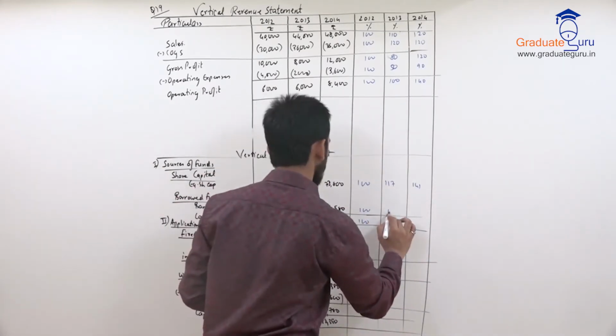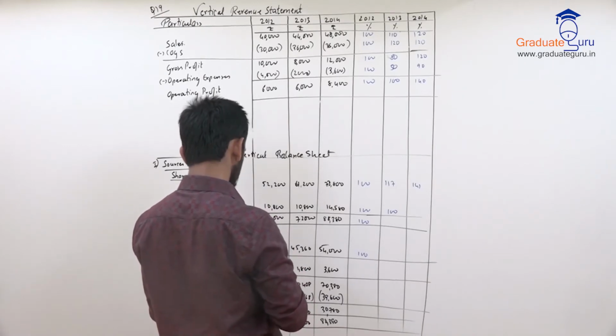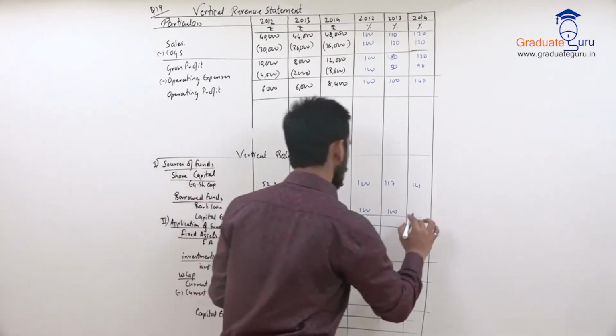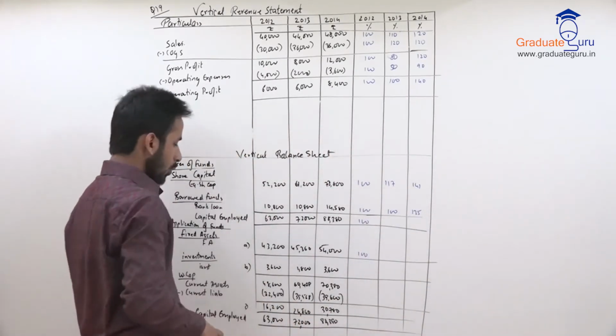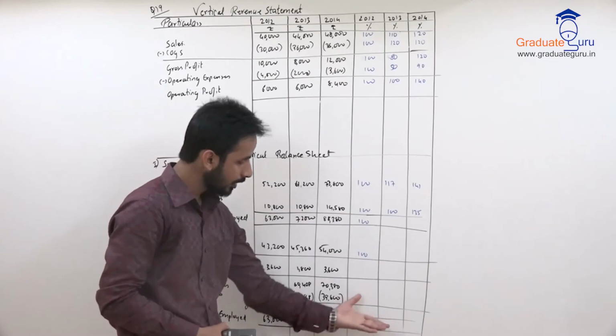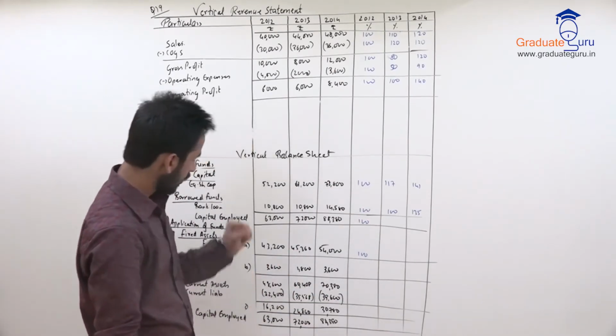10,800, this is 100%. 14,580 divided by 10,800 is 135. And so on. Can you fill this remaining part? Fill it up. Chalo, calculate, fill it up.